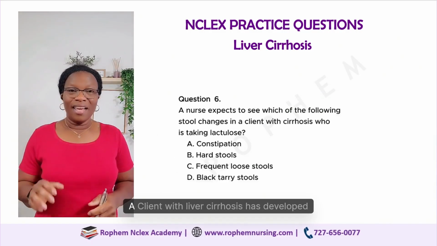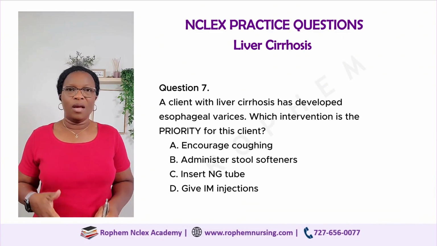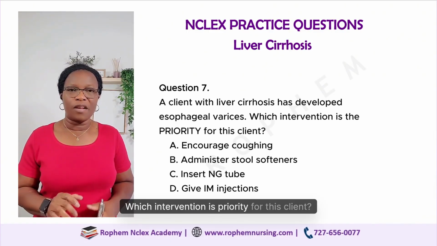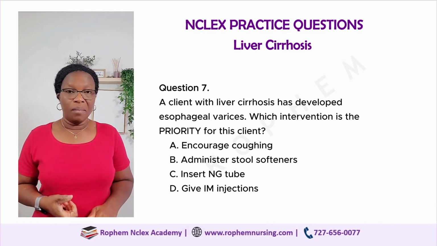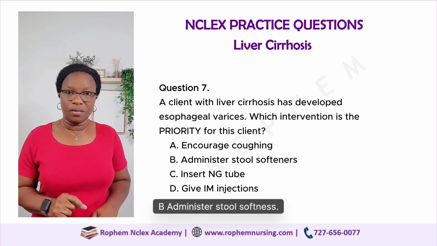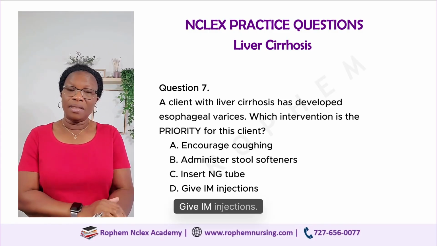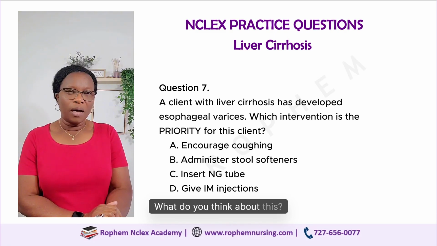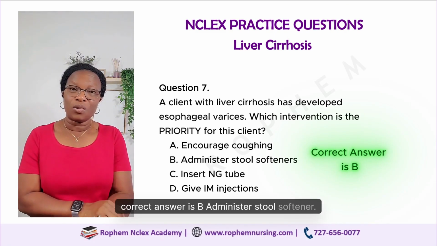Next question. A client with liver cirrhosis has developed esophageal varices. Which intervention is priority for this client? Answer choice A, encourage coughing. B, administer stool softeners. C, insert NG tube. D, give IM injections. What do you think about this one? Correct answer is B, administer stool softener.